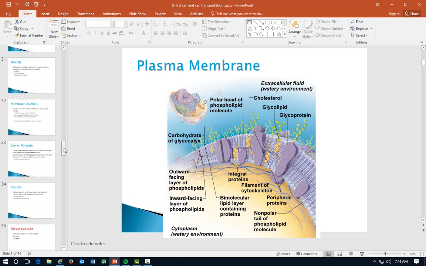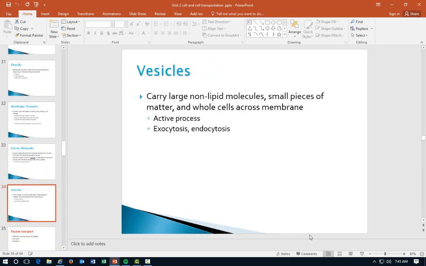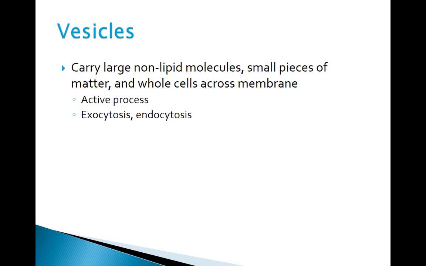Go back here. And then the last way is via vesicles. Our vesicles can move in and out of the cell. They can carry very large non-lipid molecules, smaller pieces, whole pieces across. This is an active process, meaning it uses energy. That's something it's probably good to know now, that the word active means it utilizes ATP or energy.